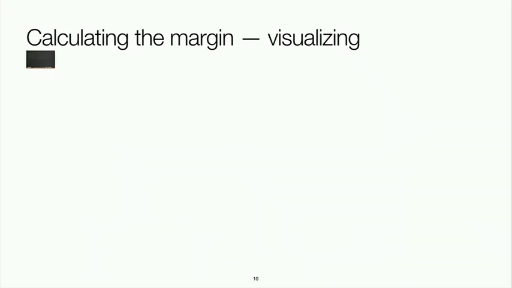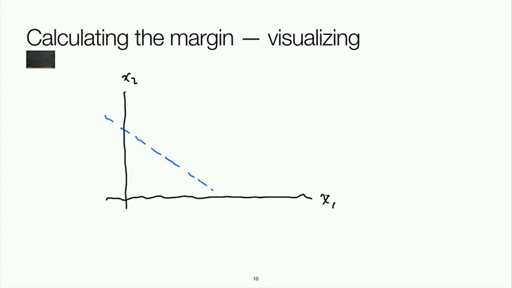So let's draw. Let's say I'm working with two-dimensional data just for visualization. So I have x1, x2. And let's say I have some particular hyperplane that looks like this. This is w transpose x plus b equals 0. This is all points x such that w transpose x plus b equals 0. And then I have some particular point x, and I'm trying to calculate the distance from this point x to this hyperplane, okay?